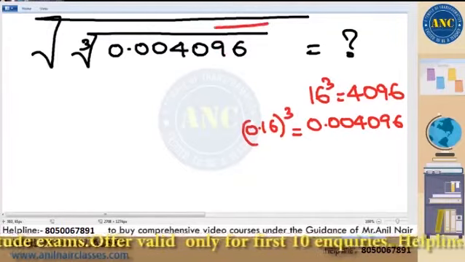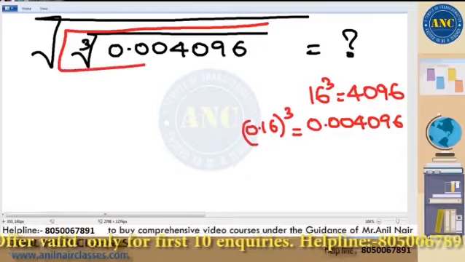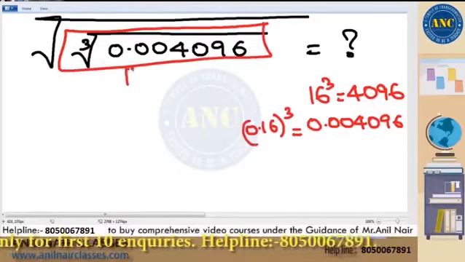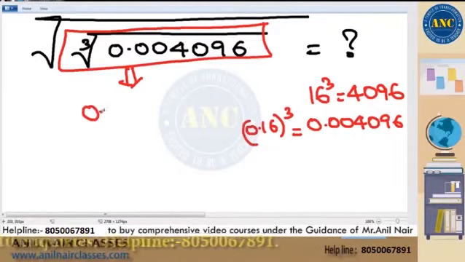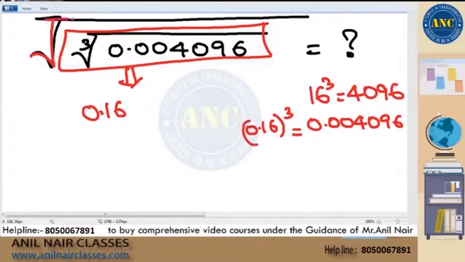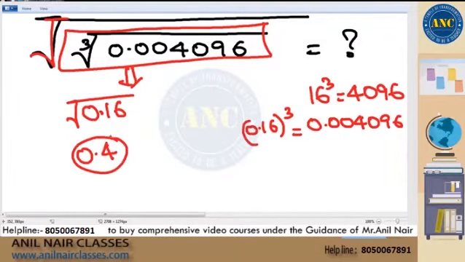That means the cube root of 0.004096 is nothing but equal to 0.16. I will replace that with 0.16. The outer thing present is the square root. Square root of 0.16 is nothing but 0.4.